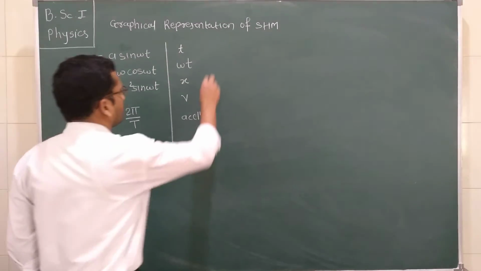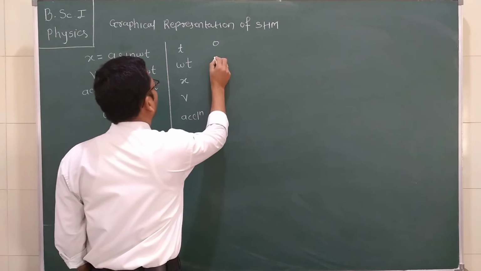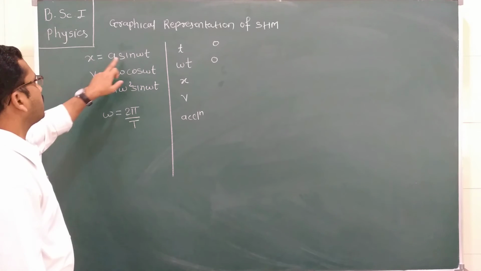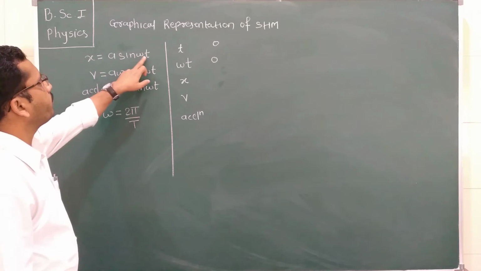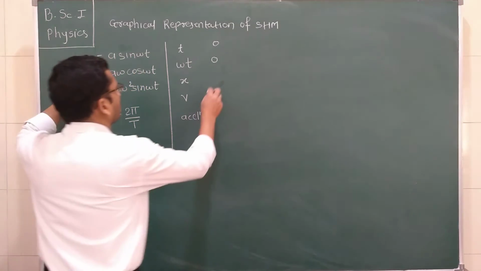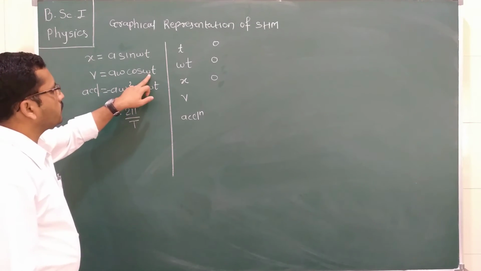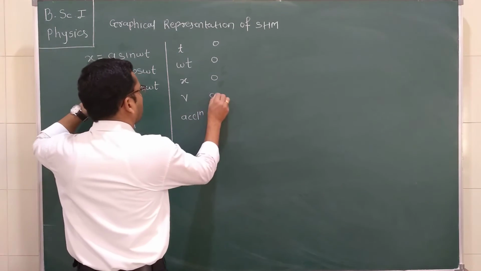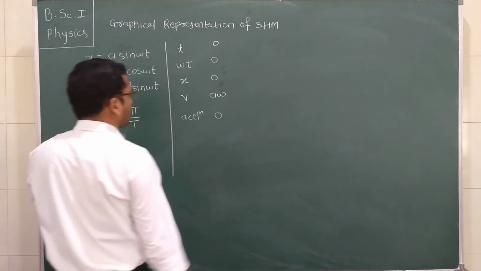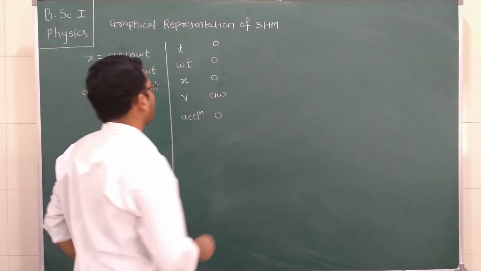If t is equal to 0, then omega t is also equal to 0. Sin 0 is equal to 0, so x is equal to 0. Cos 0 is equal to 1, so velocity is equal to a omega, and sin omega t is equal to 0, so acceleration is equal to 0. This is for the initial time, when the motion gets started.